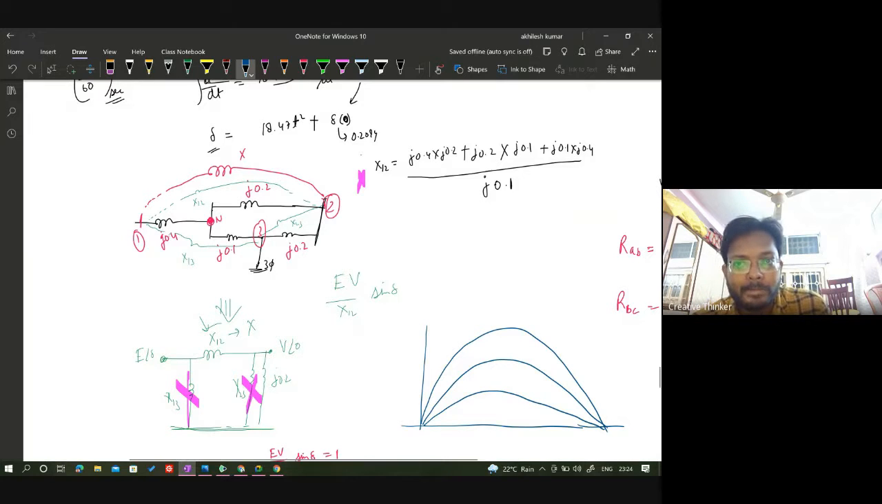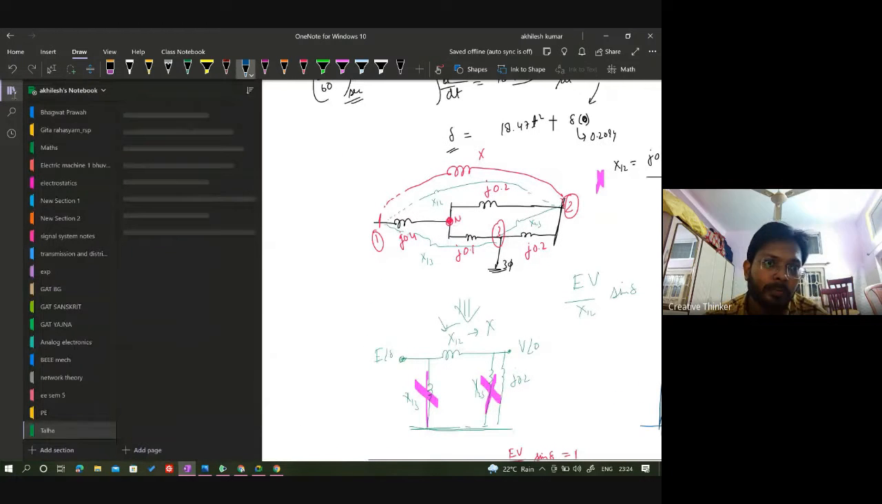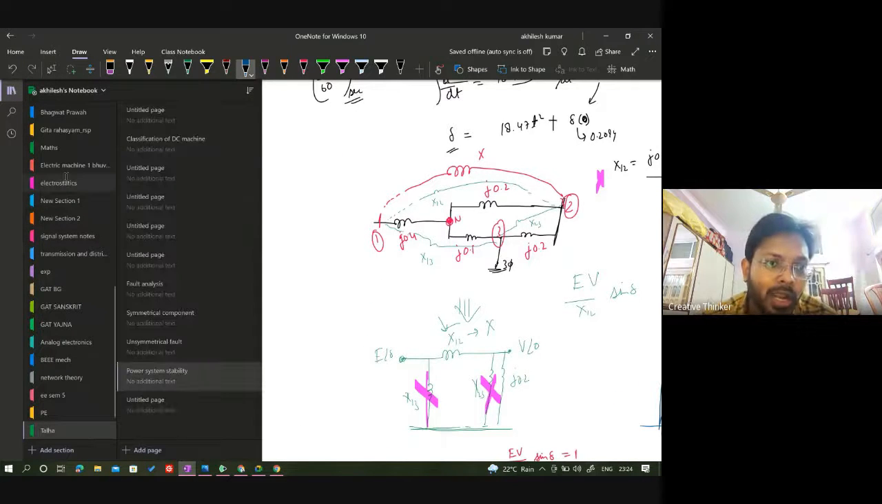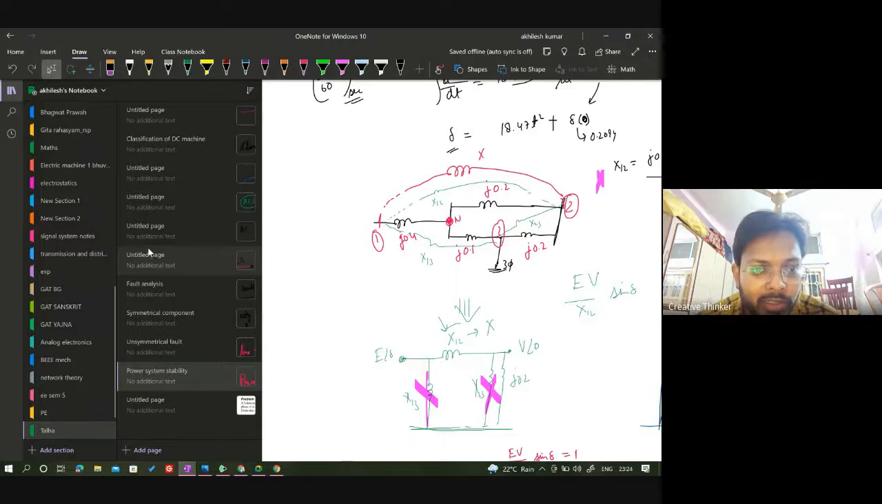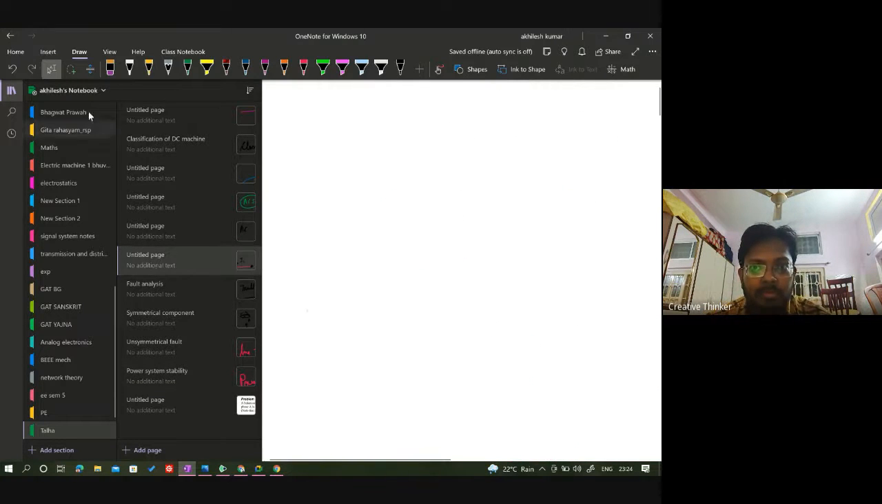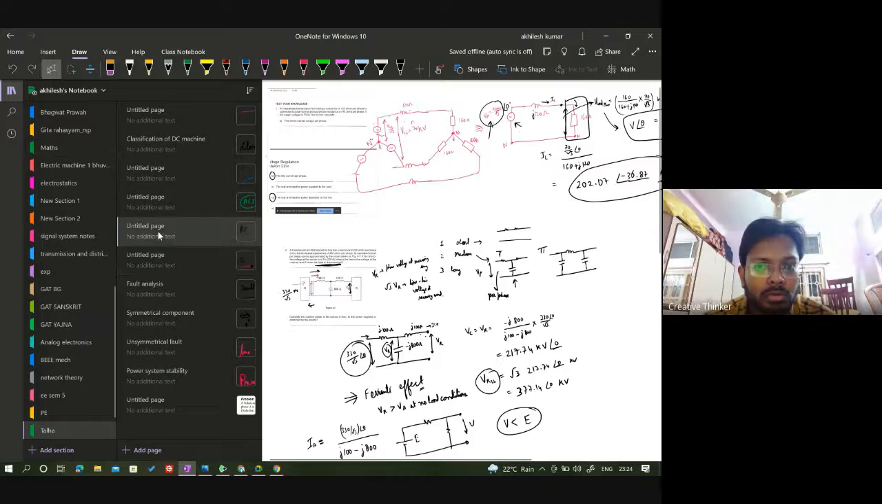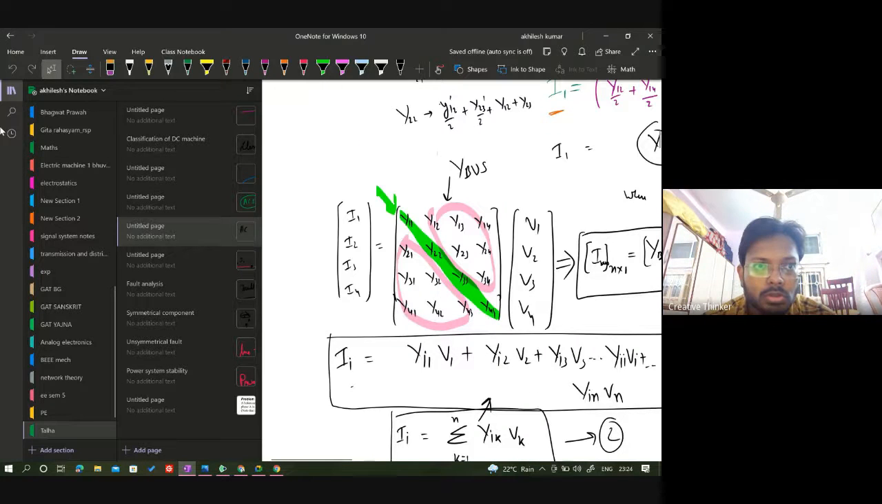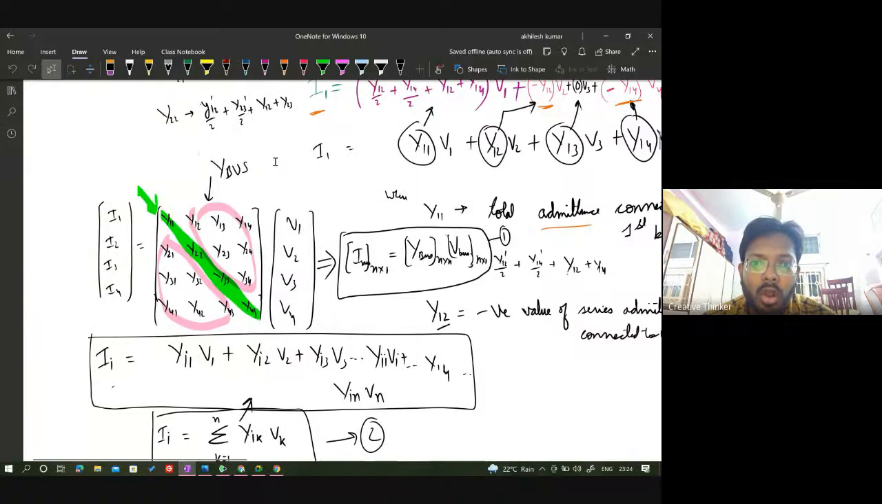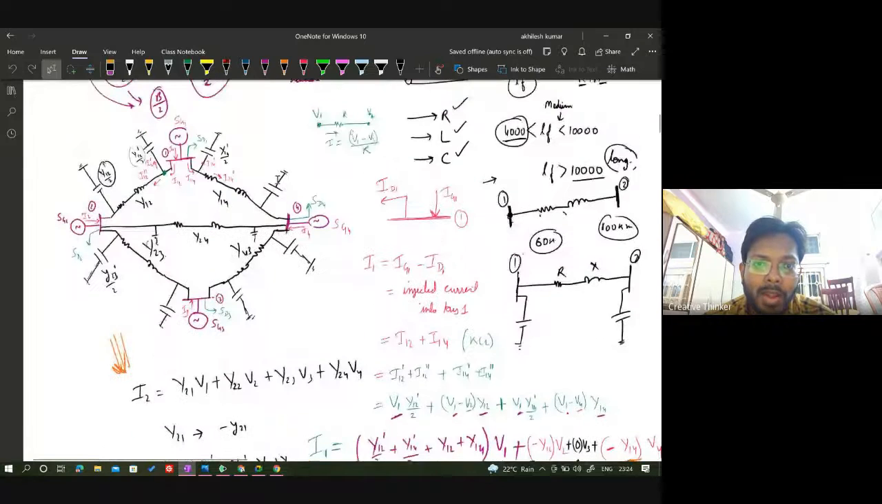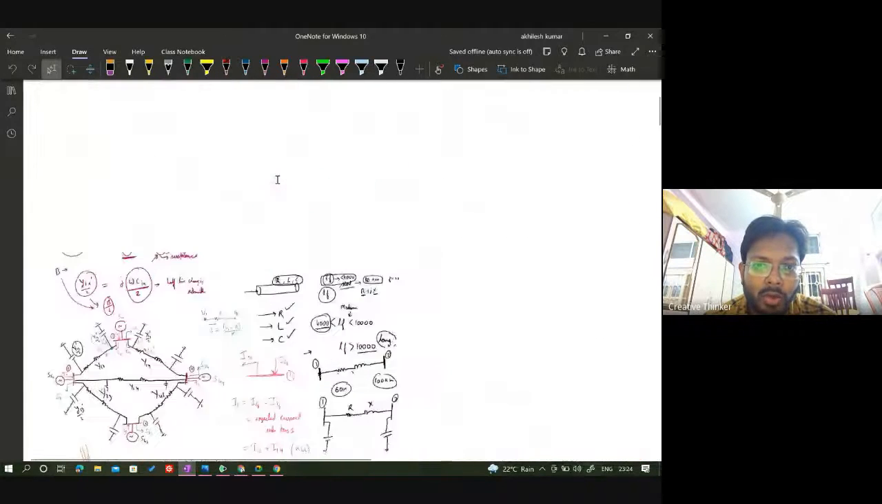Now come to power flow, that is the Gauss-Seidel and Newton-Raphson method. Let us see where we started. You know how to find the Y matrix. Have you understood how to find the Y matrix?